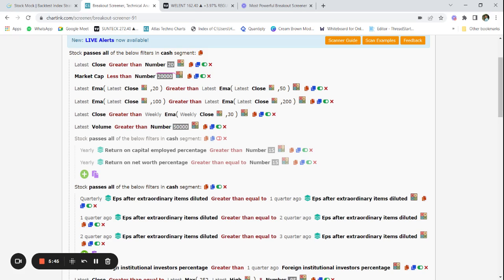Now FNO stocks do not generally move very quickly. As you know, you can't expect Reliance to move 10% in a day, but a small cap bank, let's say South India Bank, can move 10% in a single day, right? So that is why we are using the market cap filter to filter out stocks that are lesser than 20,000 crore.